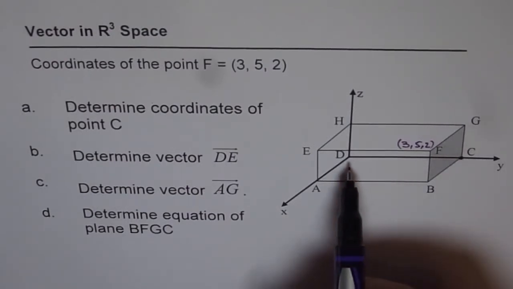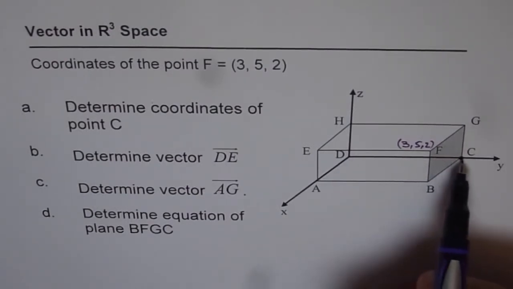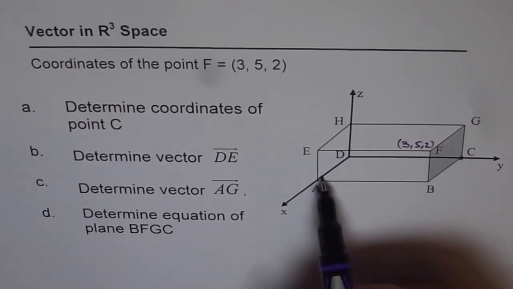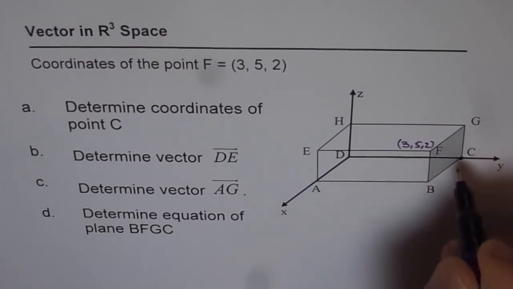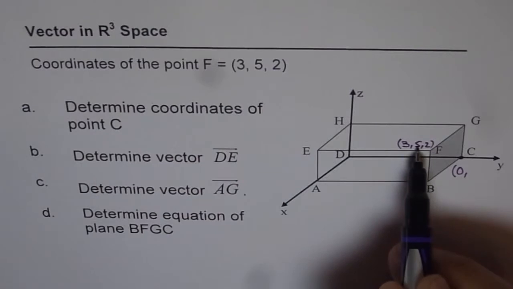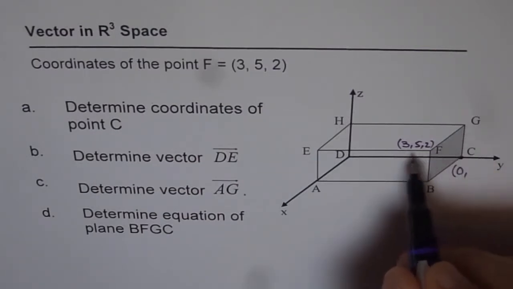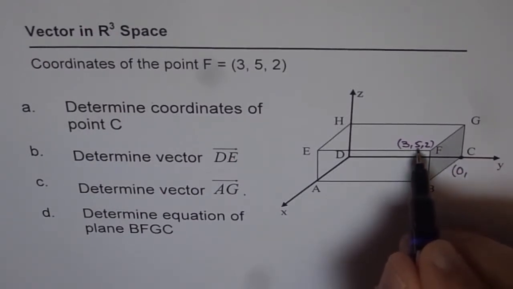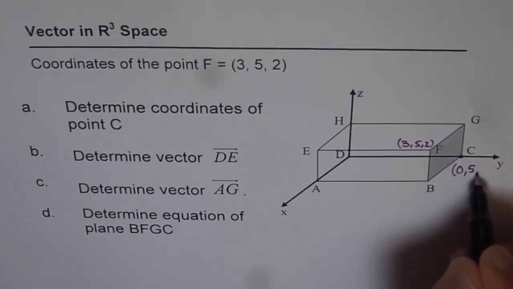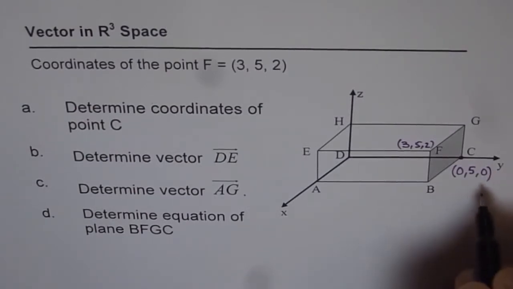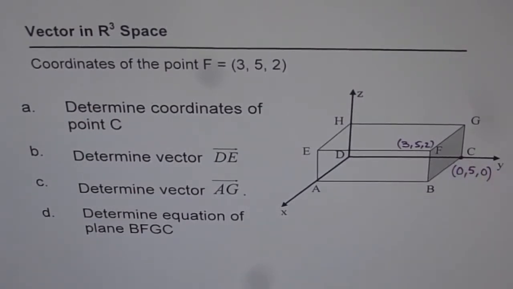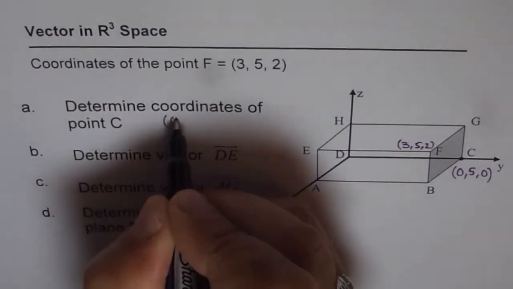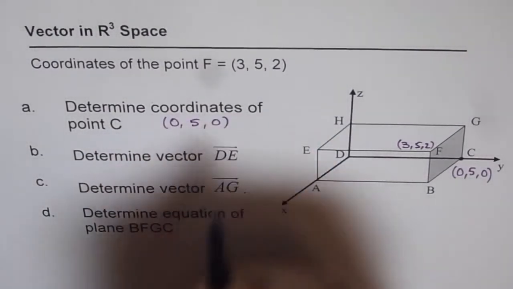Now as you can see here, from the origin, we have to go straight to C, right? So 0 along x, 0 along z, right? So the coordinates of C should be 0. And this line is 5 units away, right? Since this is on this rectangular prism, the y value is 5 and the z value is 0. So that is the coordinate for point C. So we can write this here. Coordinates are 0, 5, 0.